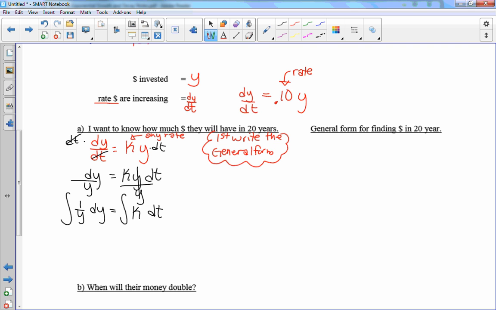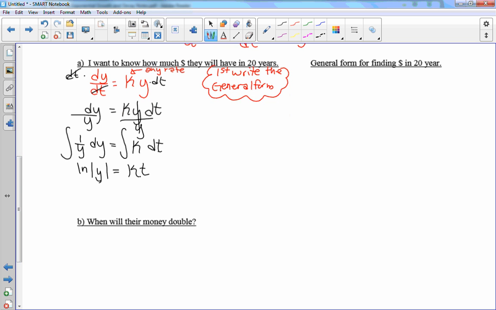If we integrate 1 over y dy, John, what do we get? Good. Equals, if we integrate k dt, the derivative of a constant is 0. Integrate. We get kt. And what are we missing here? Plus c.